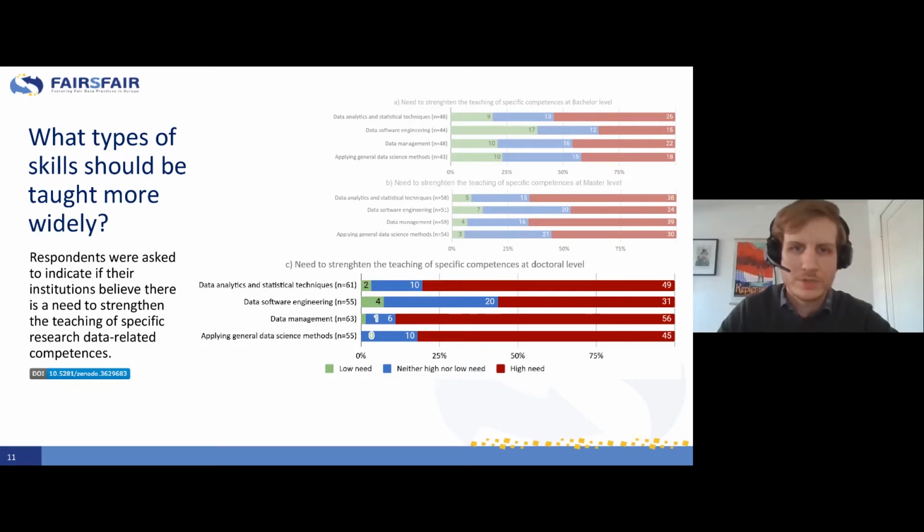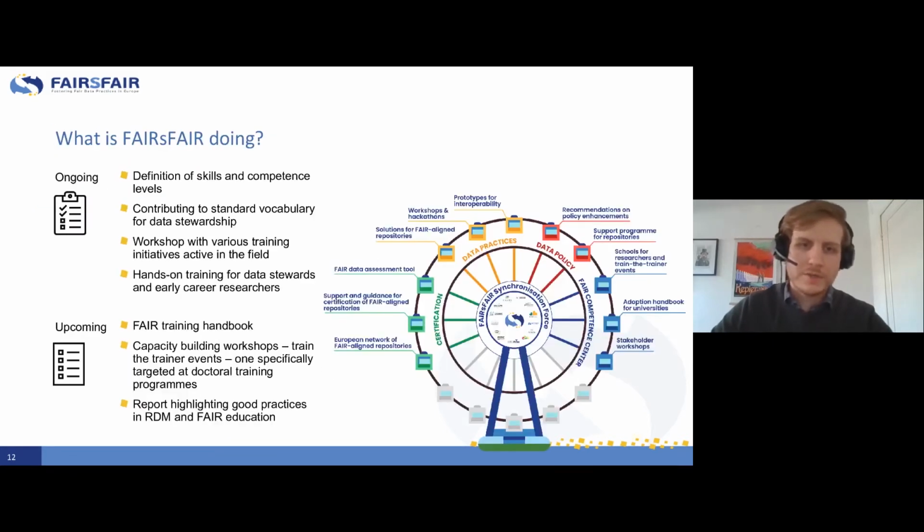We had almost 90% of the respondents saying that they would like to strengthen data management. And this is a little bit where FAIRsFAIR comes in, just to say a few words about what we're doing in the project before we go to the discussion. We are working on defining certain competences and skills, and also the levels at which they can be acquired. For example, what should a master or doctoral student know about FAIR data and research data management, in terms of awareness or even practical implementation? We're working on vocabularies for that, and work together with different training initiatives to align these efforts as well.